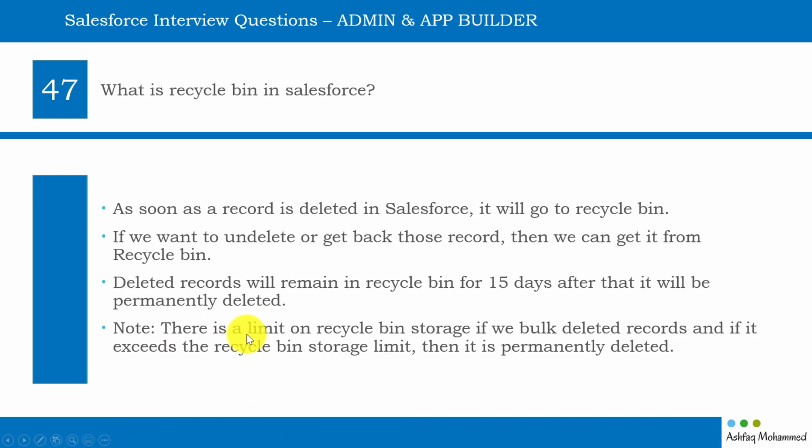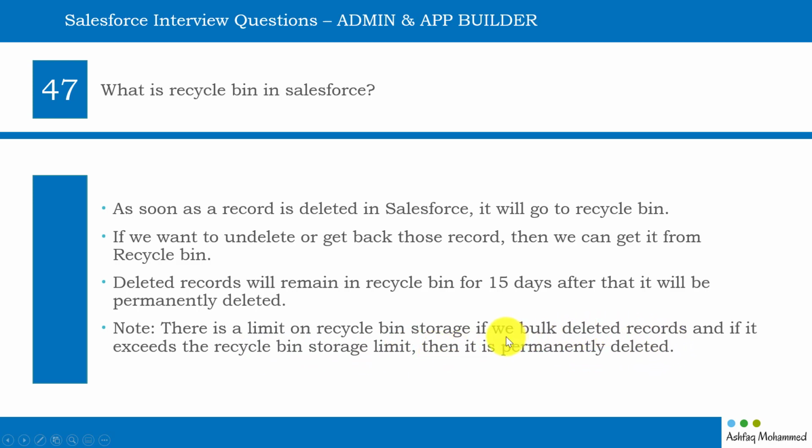there is a note. There is a limit on recycle bin storage, right? If we bulk delete, let's say, for example, I'm deleting thousands of records, and then I'm expecting that it should be available in my recycle bin. It may or it may not, based on how much data you have deleted and how much capacity your recycle bin has, right? So there is a limit on recycle bin storage. If you bulk delete records and it exceeds the recycle bin storage limit, then it is permanently deleted.